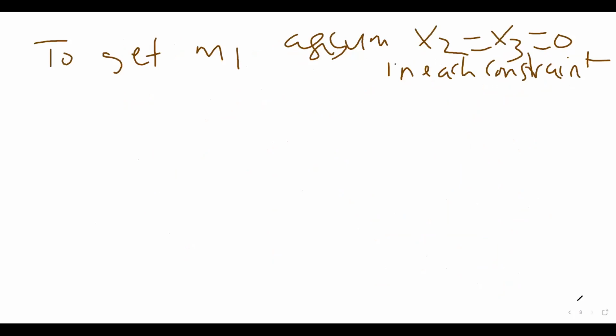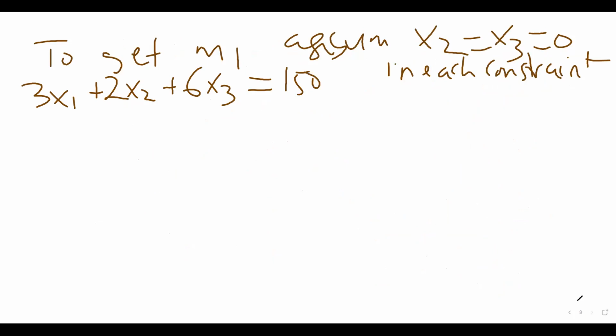So for constraint 1, we have 3x1 plus 2x2 plus 6x3 equal to 150. That's for the constraint 1. Now for the constraint 2, in case you remember, and of course you do remember, the constraint 2 is 4, 3, 4. So we are going to have 4x1 plus 3x2 plus 4x3 equal to 160, the upper bound.